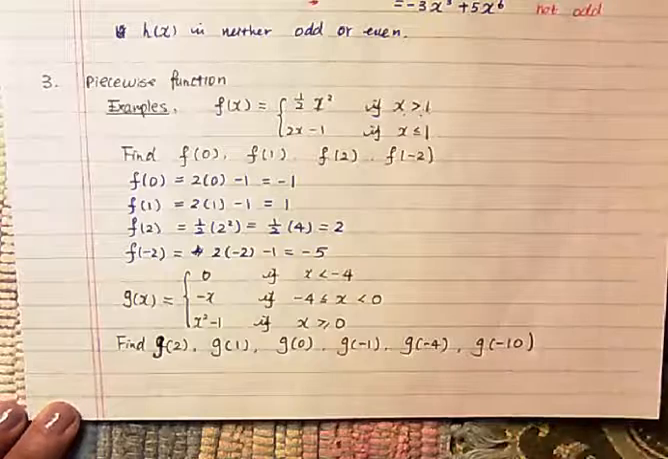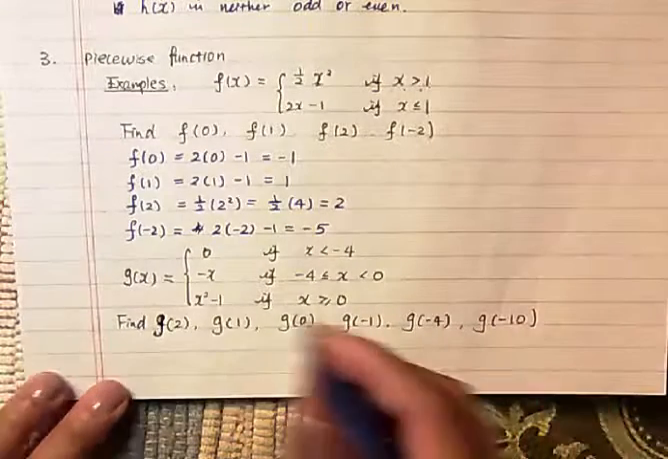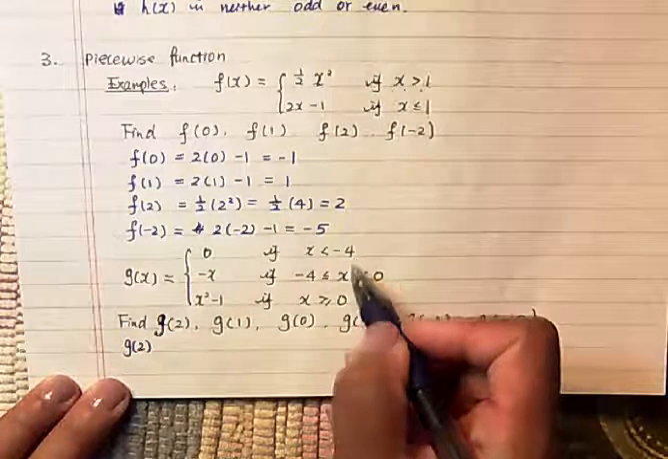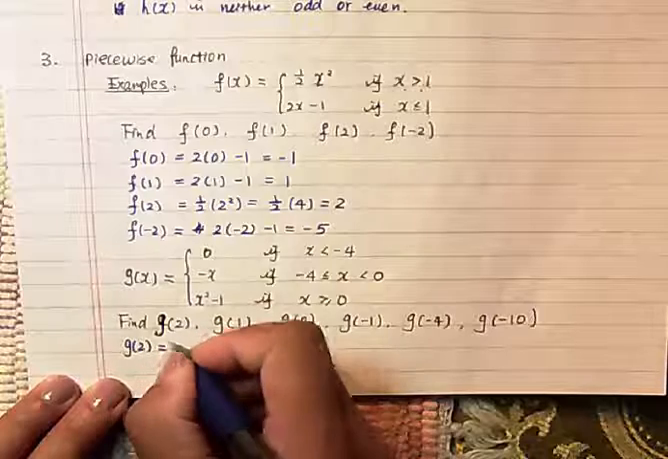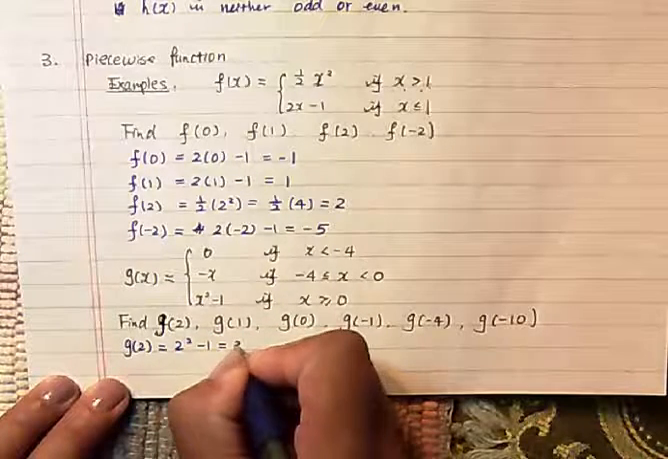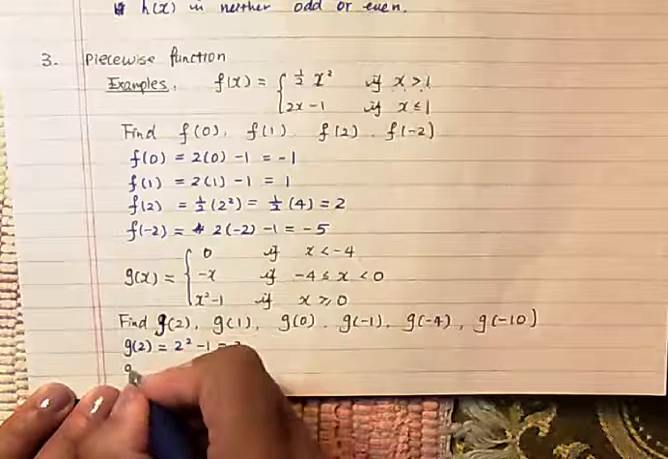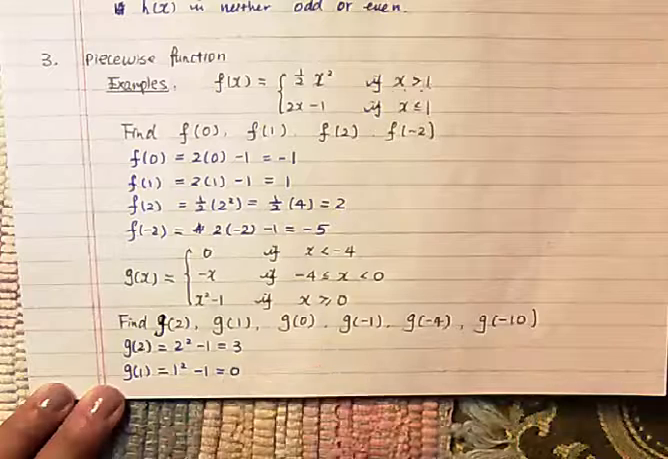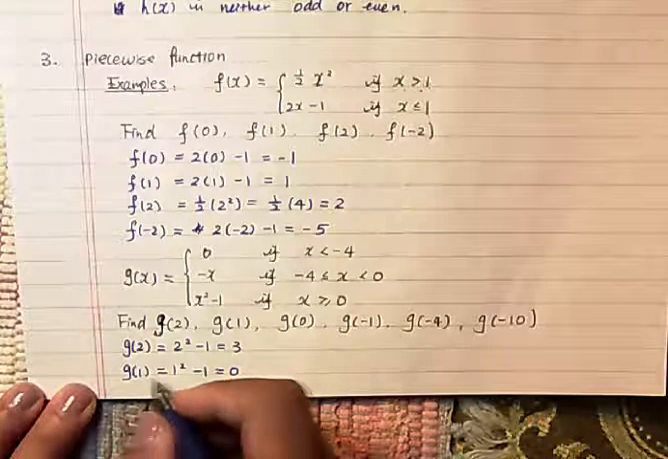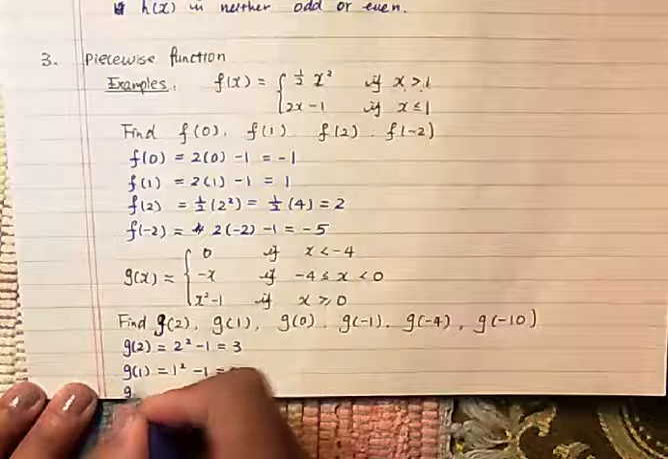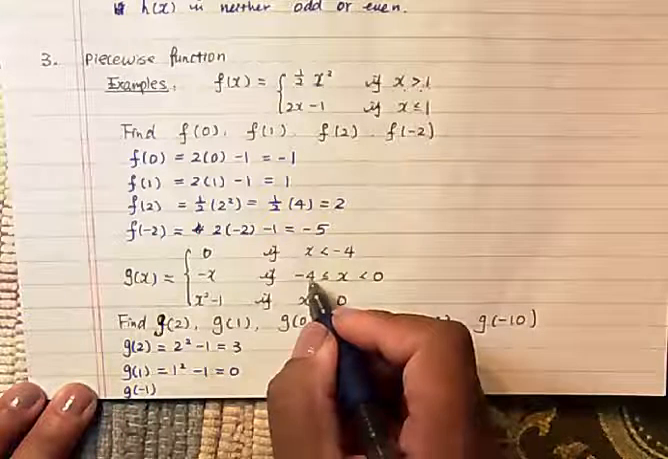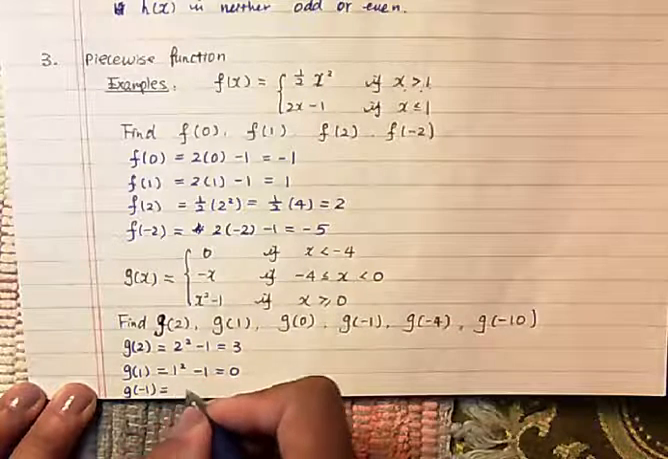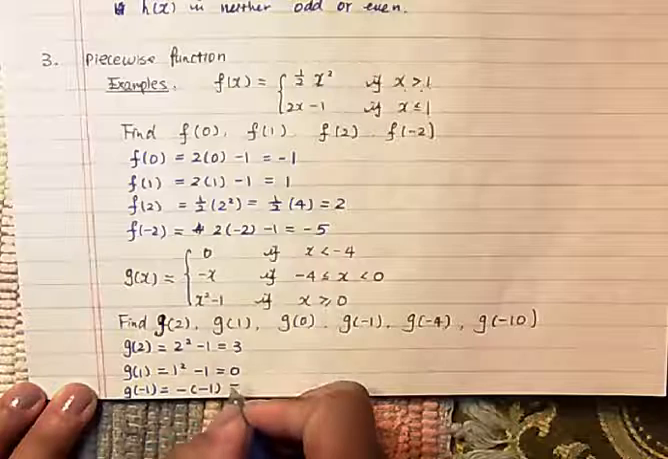How about that? Alright, let's take a look. g of 2: let's see which condition is satisfied. The last one, greater than or equal to 0. So that is 2 squared minus 1, which gives us 3. g of 1 is greater than 0, so I still use the last piece to evaluate, which is equal to 0. How about g of negative 1? Negative 1 is the second piece, isn't it? Because negative 1 is greater than or equal to negative 4 and less than 0, so that will be the negative of the input. That gives me 1.